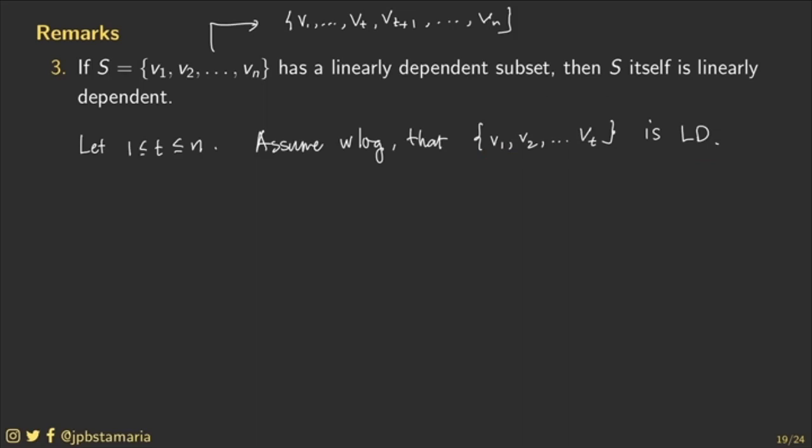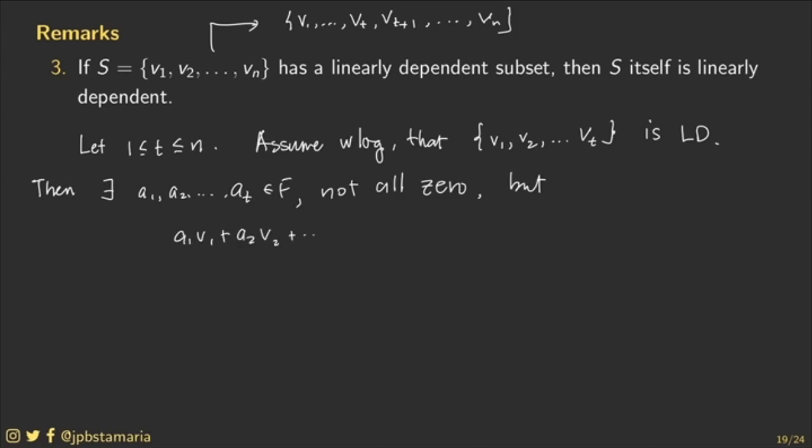What will happen? By definition, there are scalars A1 up to At from F, magic phrase, not all of which are 0, such that A1 V1 plus A2 V2 up to At Vt is 0. Okay? So what will happen now?